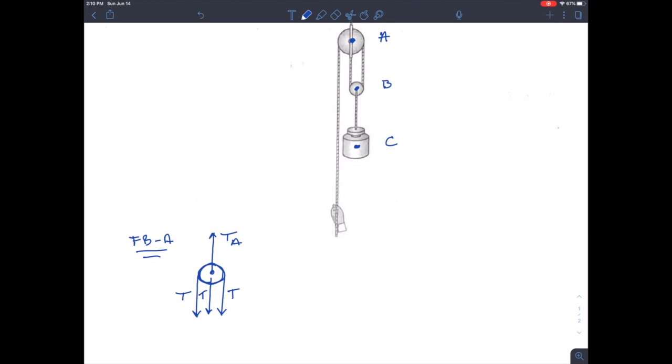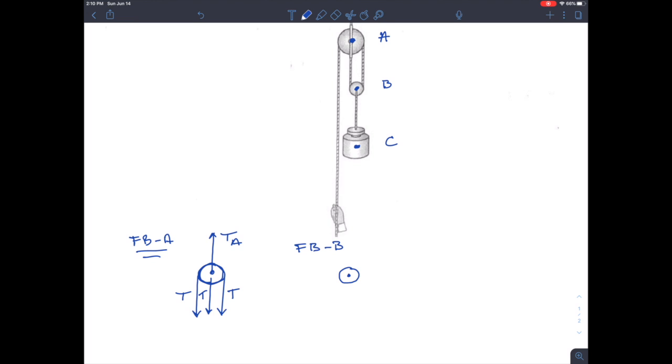All right, so what do you think? Think about that, make sure it makes sense. Okay, so maybe pause the video and do the free body diagram at point B. All right, so give that a try.